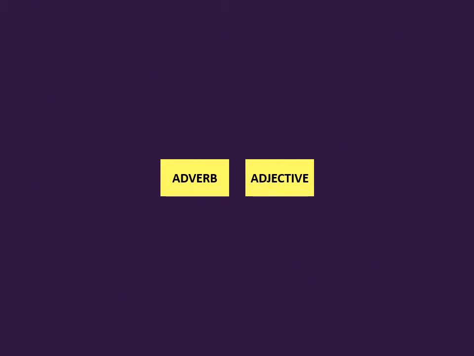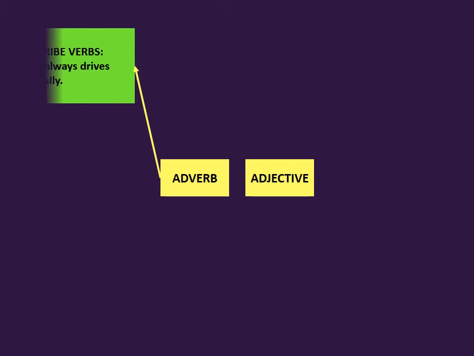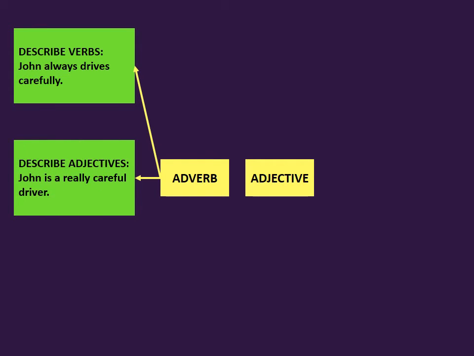Time for a summary. When do we use an adverb and when do we use an adjective? We use an adverb to describe verbs, as in, John always drives carefully. Carefully tells us something about the verb drives. We also use adverbs to describe adjectives. In John is a really careful driver, really is the adverb that tells us something about the adjective careful.